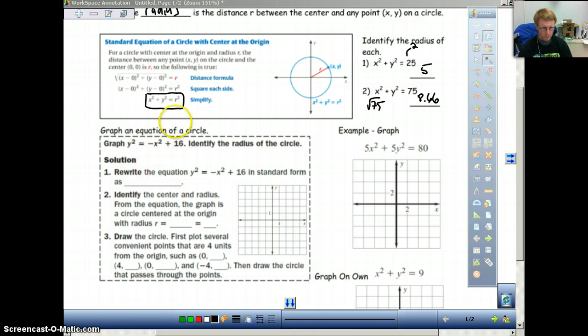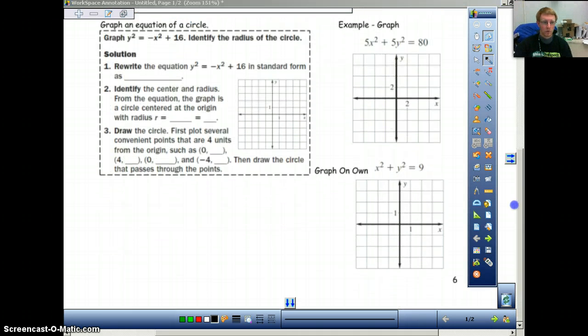Okay, so let's get through about how to graph an equation of a circle. So let's go through this example. What we have here is y squared equals negative x squared plus 16. Well, we can't graph. We have to make sure it's a circle first, which means it has to be in this form up here. So that's our first step, is to make sure that we have x squared plus y squared. So to do that, we're going to bring this x squared over to the other side. So it ends up as x squared plus y squared equals 16. Now we can identify the center and radius.